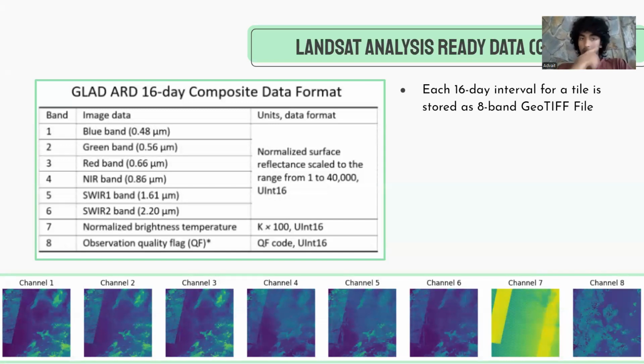Each one of these tiles that we selected is formatted as an 8-band GeoTIFF file. Essentially, as opposed to your normal image that has 3 bands, red, green, and blue, these satellite images are multispectral, containing information about other wavelengths as well, such as infrared or ultraviolet.